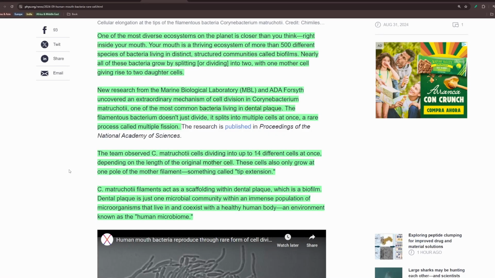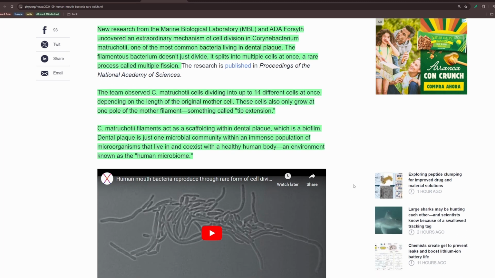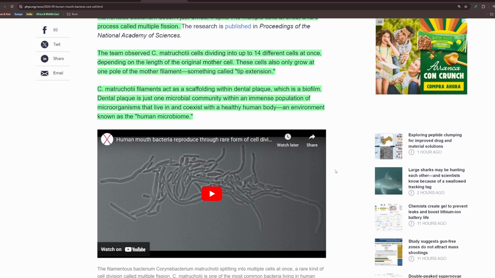The team observed C. matruchotii cells dividing into up to 14 different cells at once. Wow, 14 cells in just one reproduction cycle, depending on the length of the original mother cell. These cells also only grow at one pole of the mother filament, something called tip extension. C. matruchotii filaments act as scaffolding within dental plaque, which is a biofilm.